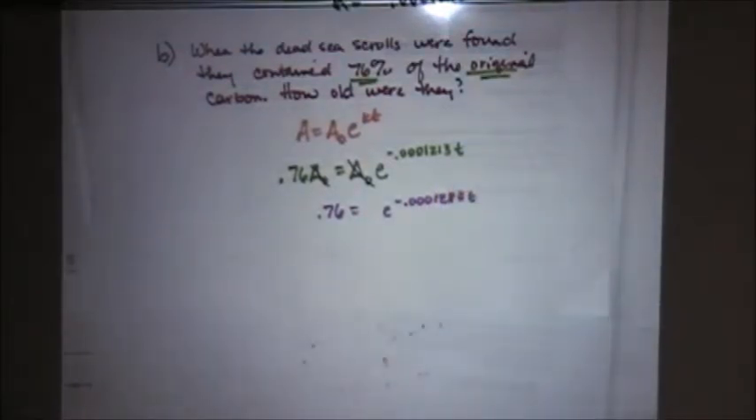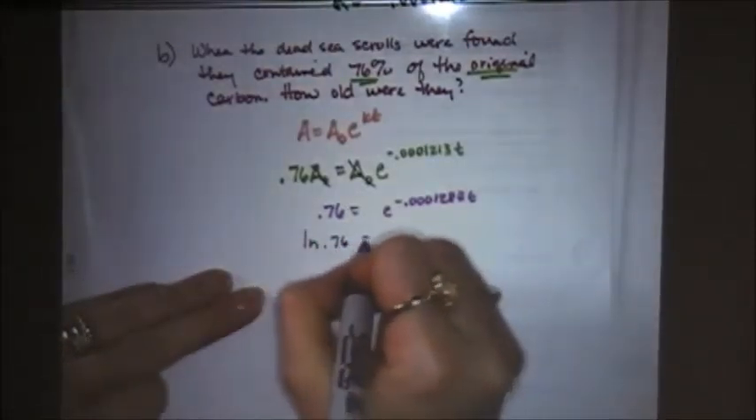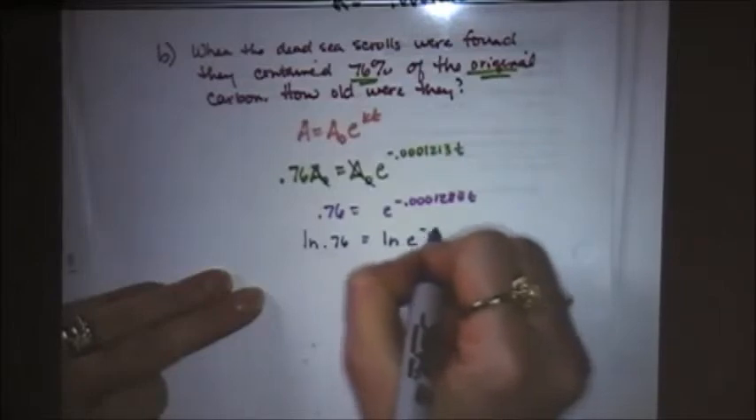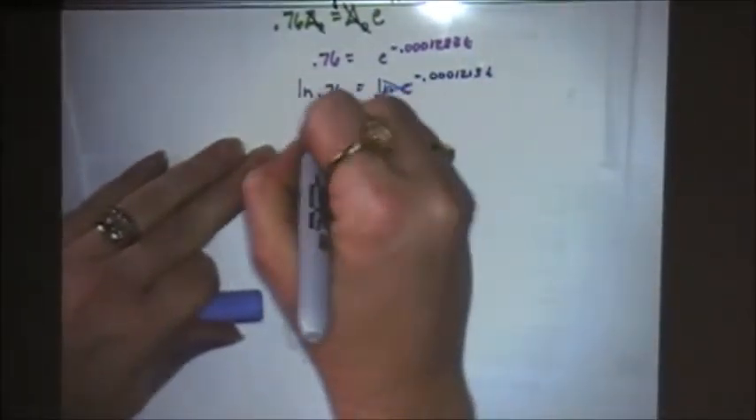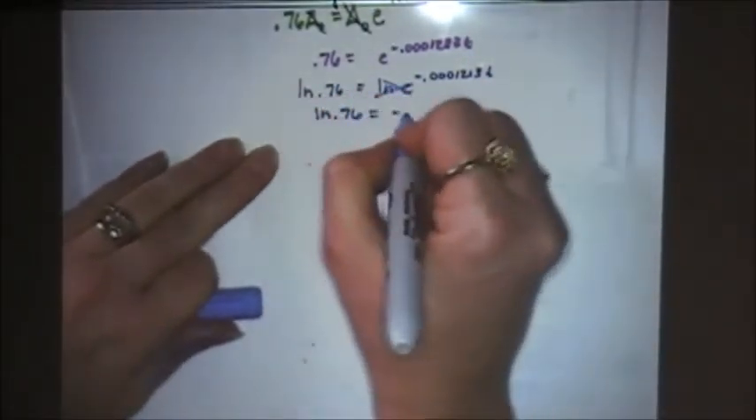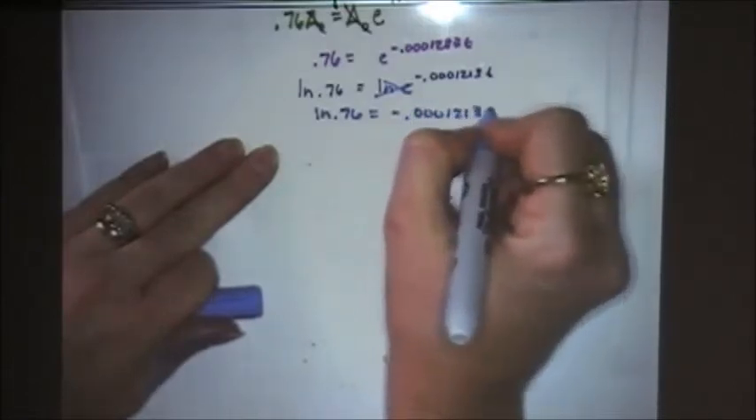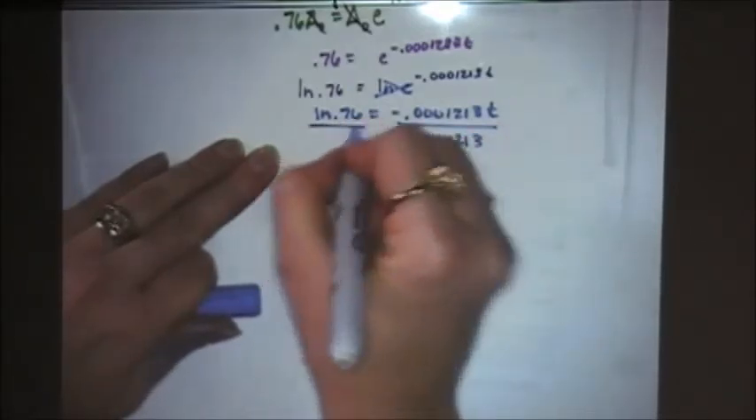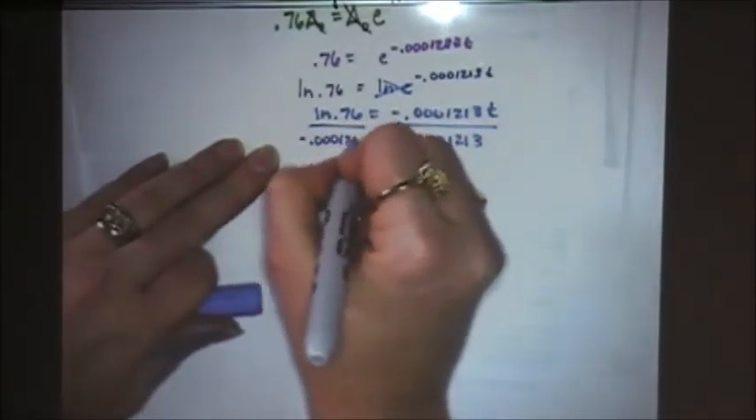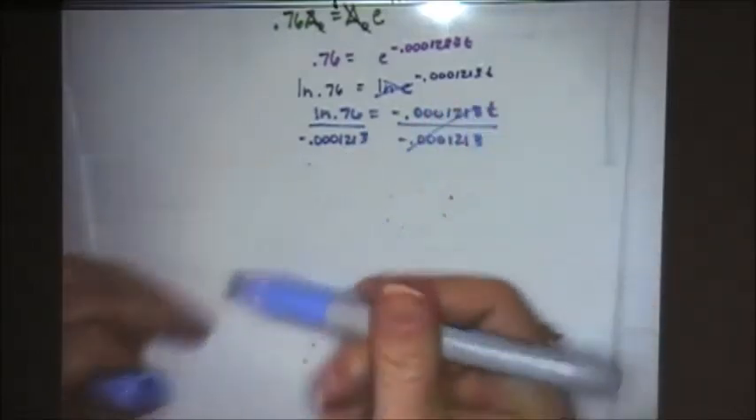I'm going to write it as a natural log so that we can bring that information down on the line. So I have natural log of 0.76 equals natural log of e to the negative 0.0001213 t. All of that was written up there so that I could bring it down onto the line. We all know what's going to happen, so let's go ahead and do that. Cancel out our natural log. So I have natural log of 0.76 equals negative 0.0001213 t, and I'm going to divide by that. And that's going to give me my t value.